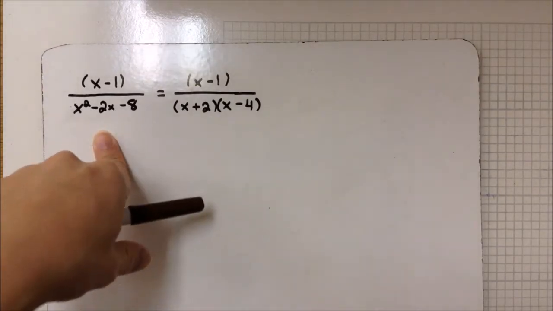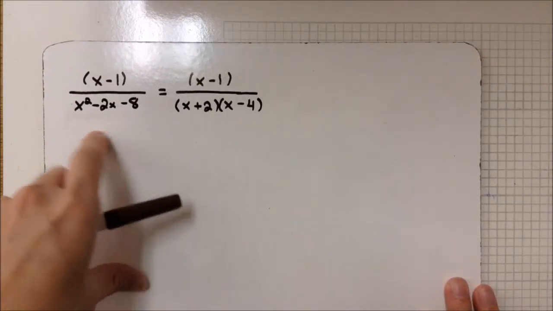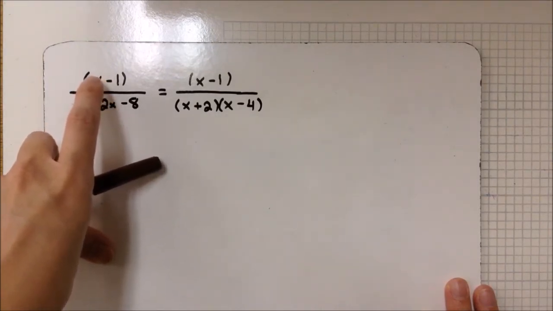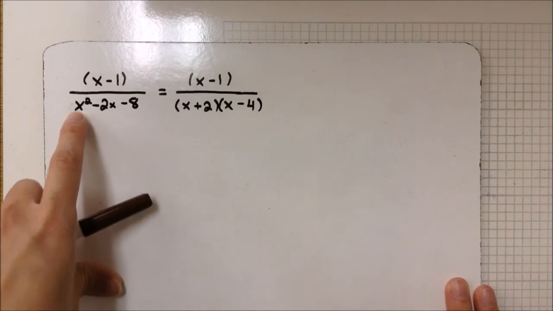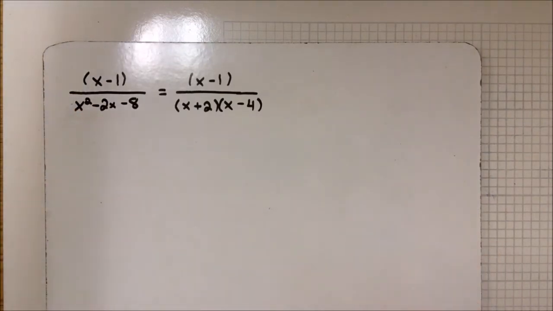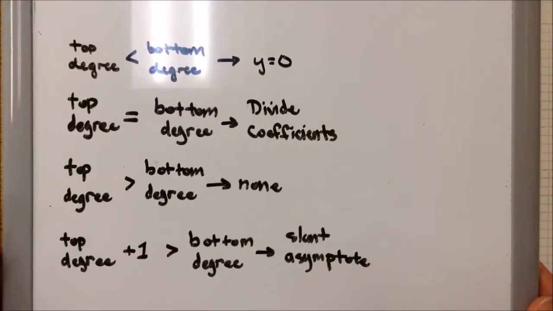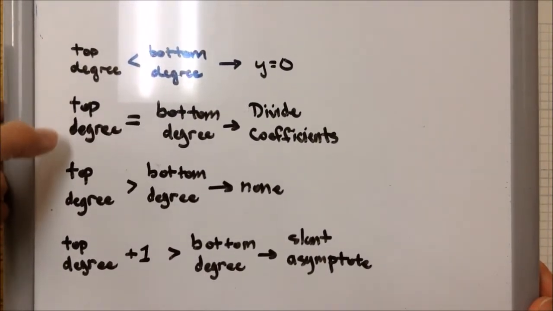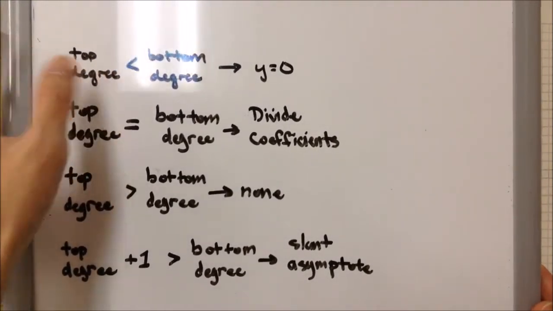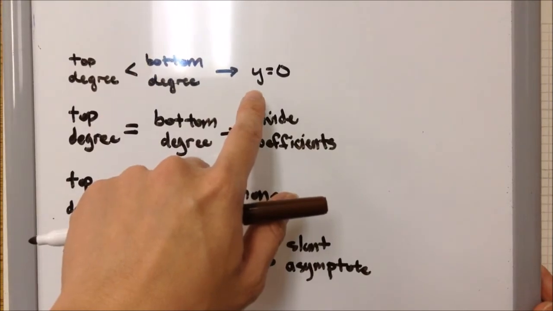If you look at the original function right here, we notice that the leading exponent in the numerator is less than the leading exponent in the denominator. So if we go back to this, the numerator, the top degree, was less than the denominator, the bottom degree. So our horizontal asymptote is y equals 0.